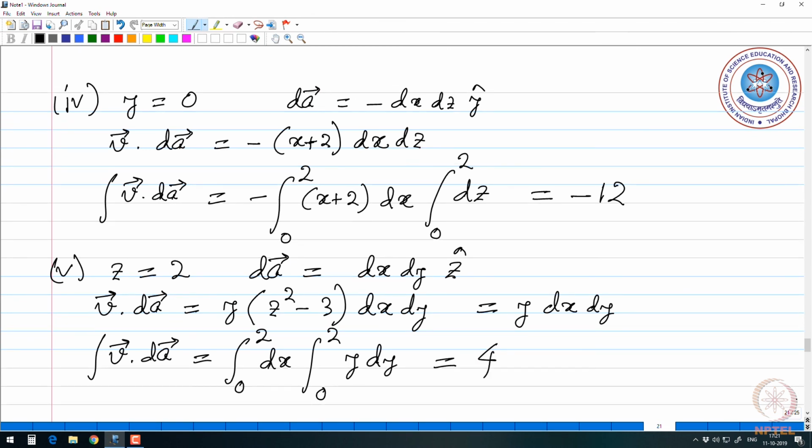Now, if we find the total flux, that is, we add the contributions from 1, 2, 3, 4 and 5, we get that the total flux is 20.